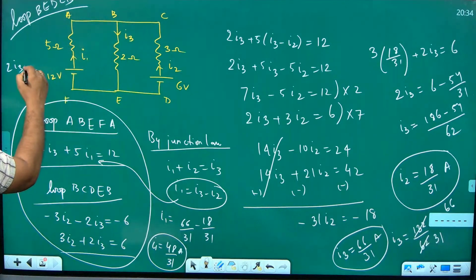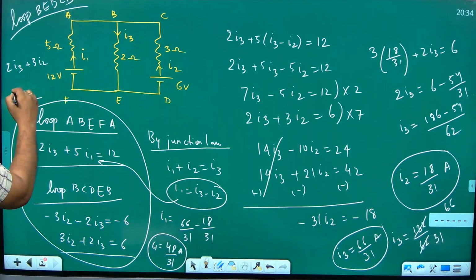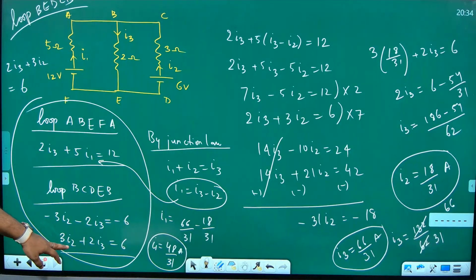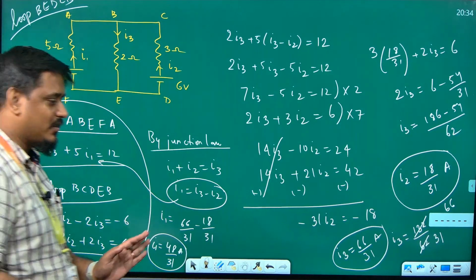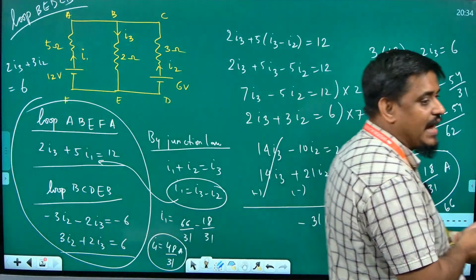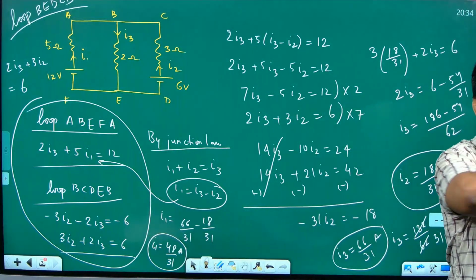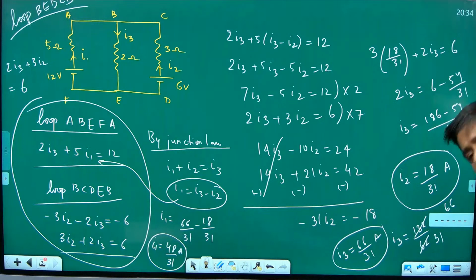D to C, I am going, it will become 3I2 equals 6. What have I done here, you see? 3I2 plus 2I3 is equal to 6. Same, right, Shaktivel? Okay, sir. So if your loops are taken properly, directions are taken properly, you will get the same answer, whatever loop you take.